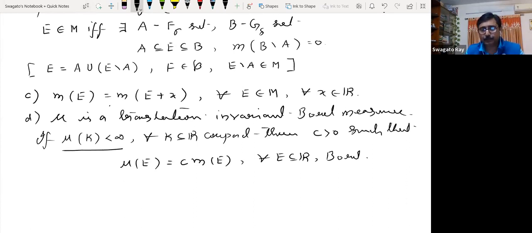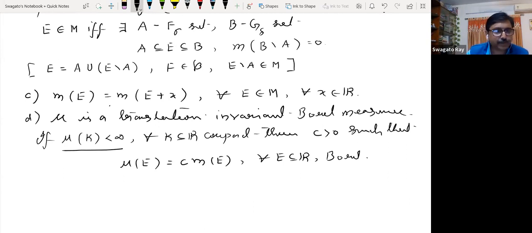You cannot take infinity on every set. So a good measure has the property that it should be finite on compact sets. This result is saying that any translation invariant measure which is finite on all compact sets is nothing but a constant multiple of the above measure.